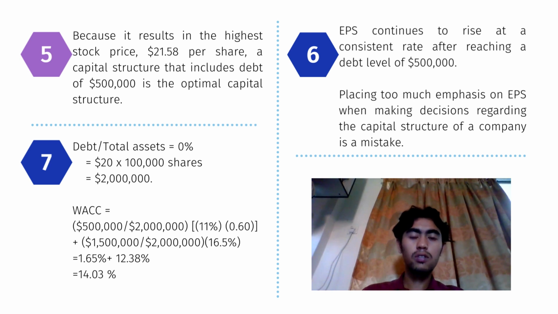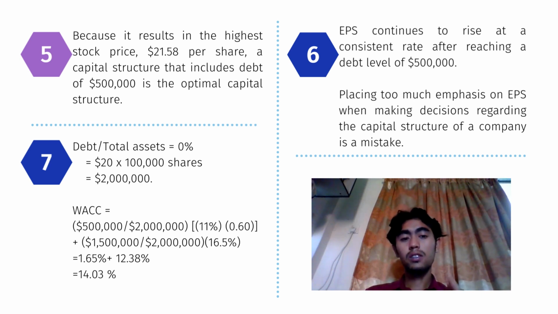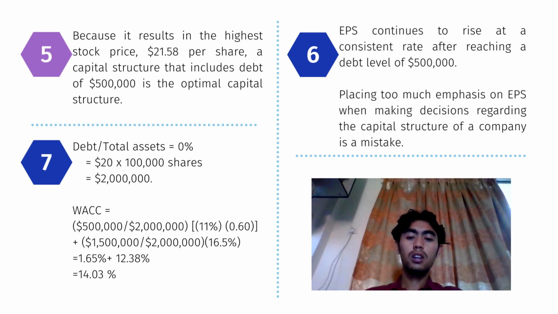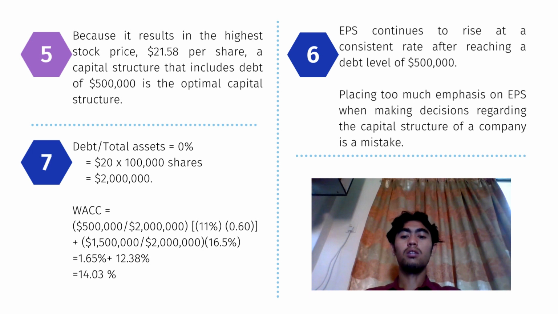For question D6, based on our observation, EPS continues to rise at a consistent rate after reaching a debt level of 500,000. So our suggestion is to not place too much emphasis on EPS when making these decisions regarding the capital structure of a company, because EPS does not take into account the different costs associated with the different types of debt, or the growing risks that must be borne by those who hold equity in the company.